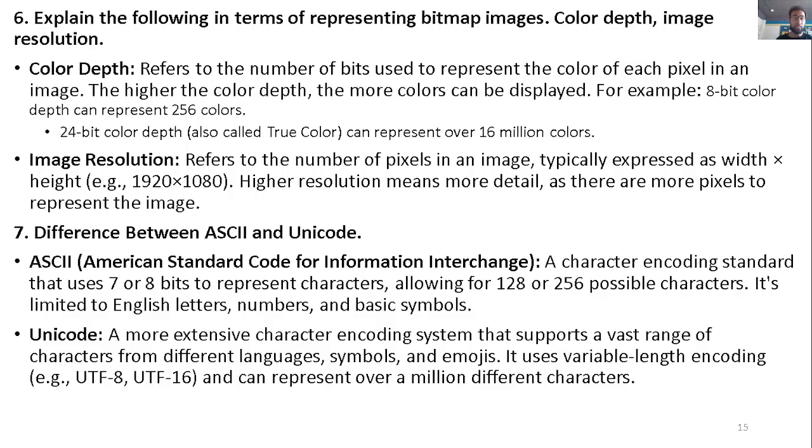Difference between ASCII and Unicode: we have already studied that both are encoding standards. ASCII has 128 or 256 characters, using 7 to 8 bits, and it is limited to specific letters or symbols. Unicode covers numerous languages, letters, emojis and other symbols. It has 149,000 different characters.